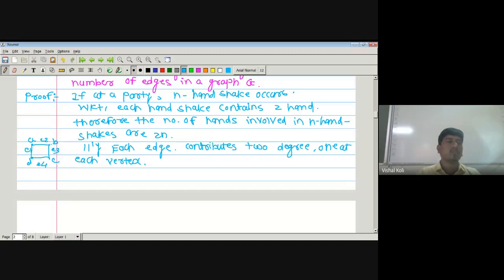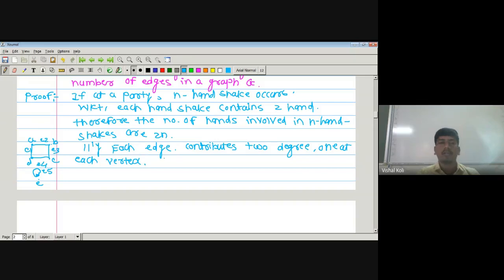Suppose there is a vertex E and there is a loop at vertex E, and this is the edge E5. Each edge contributes 2 degree, but the end vertices of this loop E5 are the same. Therefore, it contributes 1 degree at the start and 1 degree at the end of the edge. Therefore, a loop again contributes 2 degree. From this, we conclude that each edge of a graph G contributes 2 degree, 1 at each vertex. It is similar to each handshake involving 2 hands.